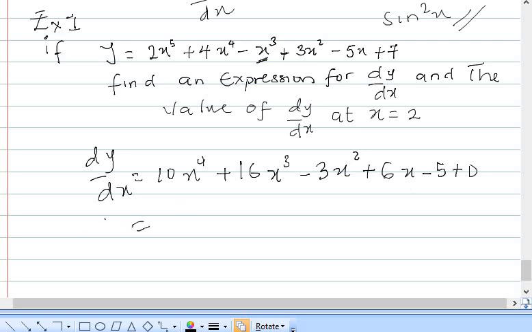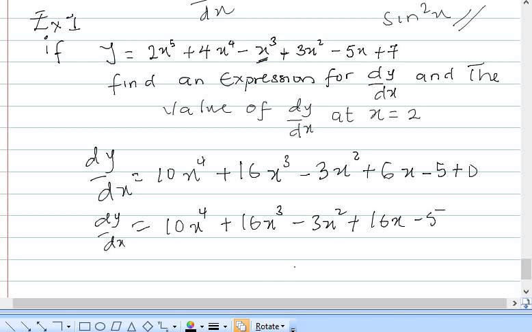So our answer for dy by dx is equal to 10x raised to power 4 plus 16x raised to power 3 minus 3x squared plus 6x minus 5. After you find this, the next question says find the expression for dy/dx, which is what we have done, and then the next question says find the value of dy/dx at x equal to 2. So we should find the value of this expression when x is equal to 2.